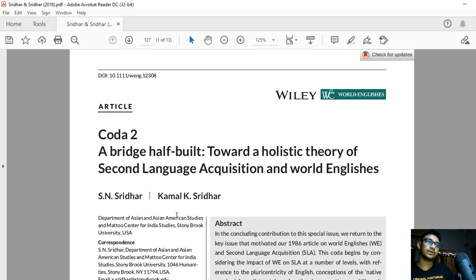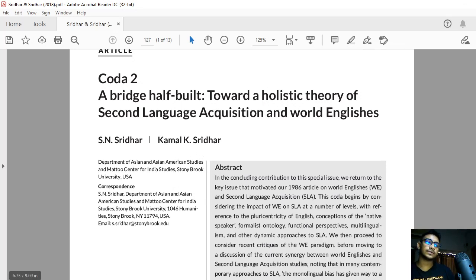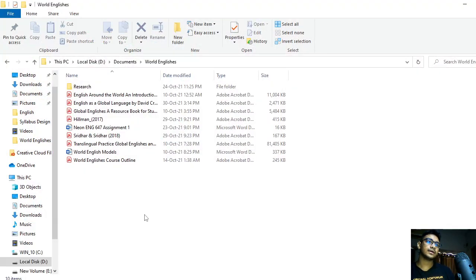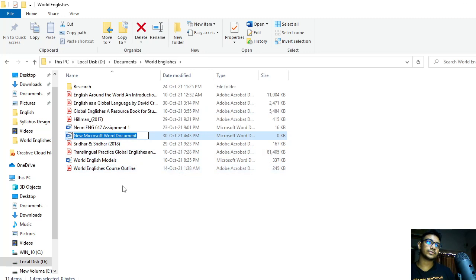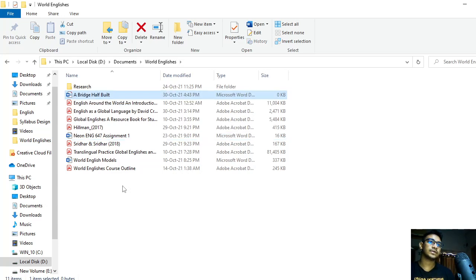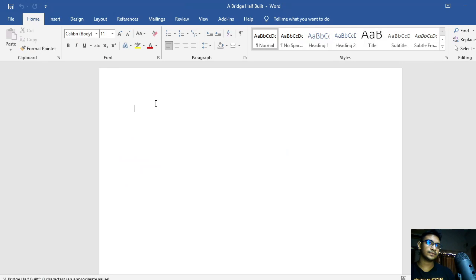So I don't always take notes like this. I sometimes also make a separate Word document file to make notes. For example, I'm showing you here, this article is Bridge Half Built. So I'll just be quickly showing you my process of how I take notes.